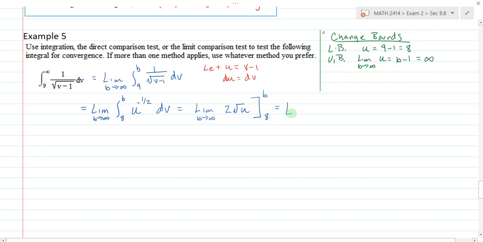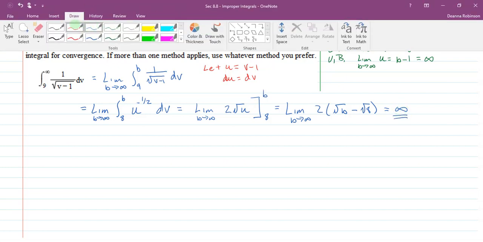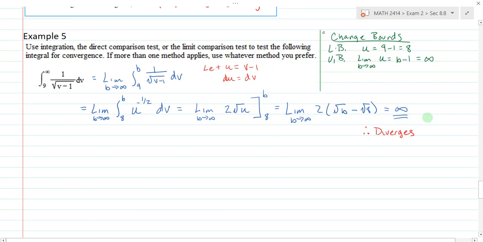So this is going to be the limit as b approaches infinity of 2 times the square root of b minus the square root of 8. Well, what happens as b goes to infinity of this term? The square root of infinity is infinity. And infinity minus a constant is still infinity. This integral is equal to infinity, so it diverges. Anytime your integral is equal to either positive infinity or negative infinity, we say the integral diverges.